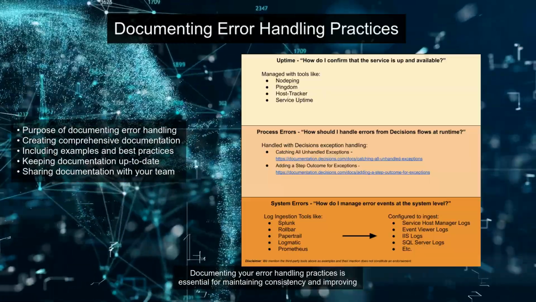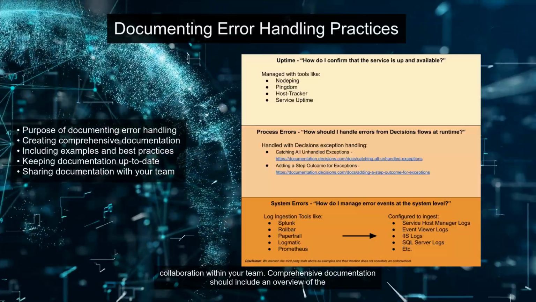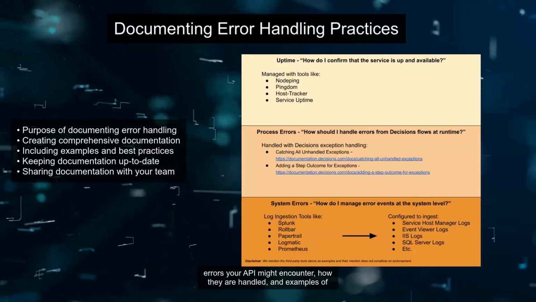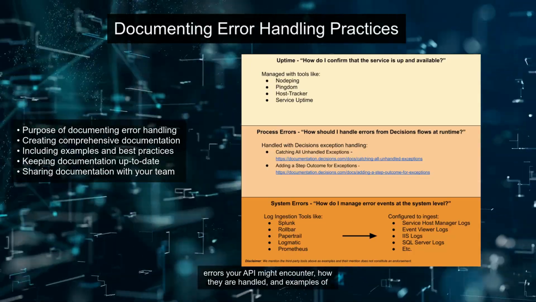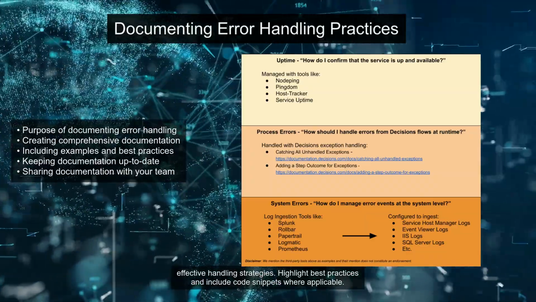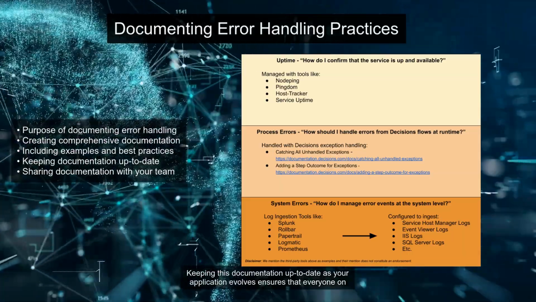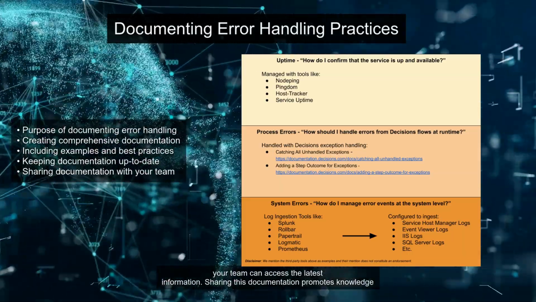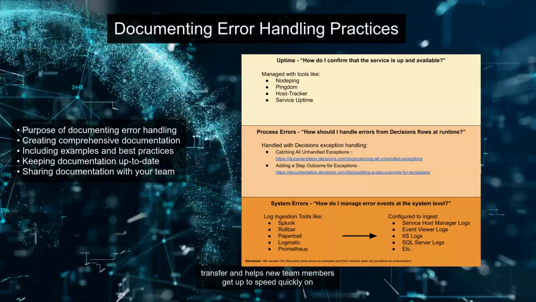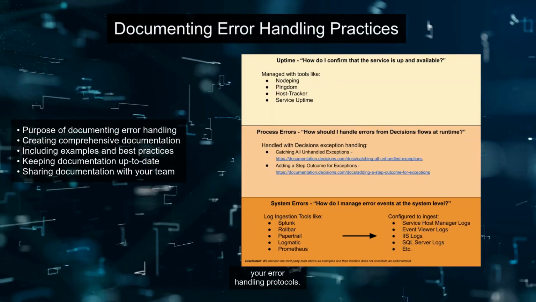Documenting your error handling practices is essential for maintaining consistency and improving collaboration within your team. Comprehensive documentation should include an overview of the errors your API might encounter, how they are handled, and examples of effective handling strategies. Highlight best practices and include code snippets where applicable. Keeping this documentation up to date as your application evolves ensures that everyone on your team can access the latest information. Sharing this documentation promotes knowledge transfer and helps new team members get up to speed quickly on your error handling protocols.